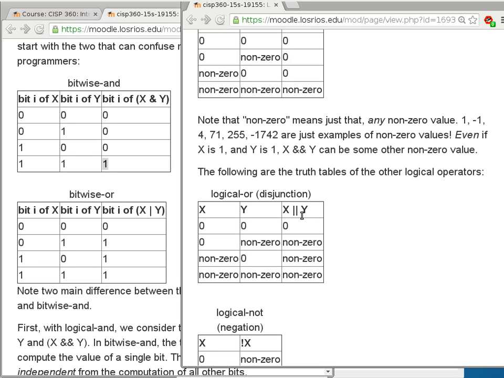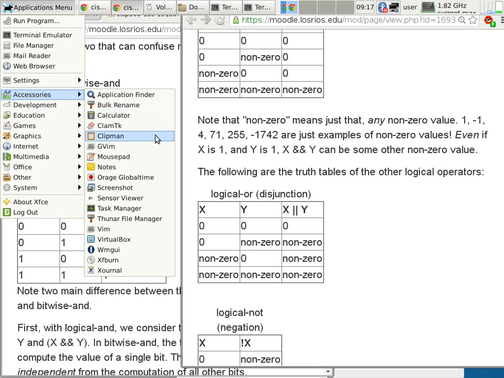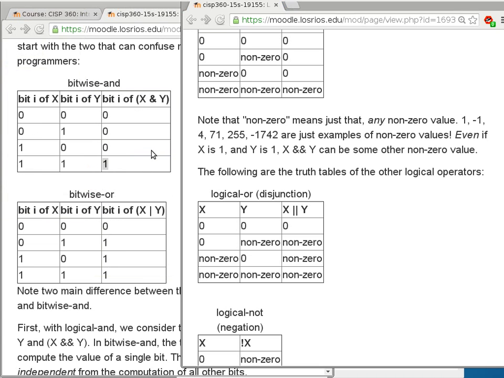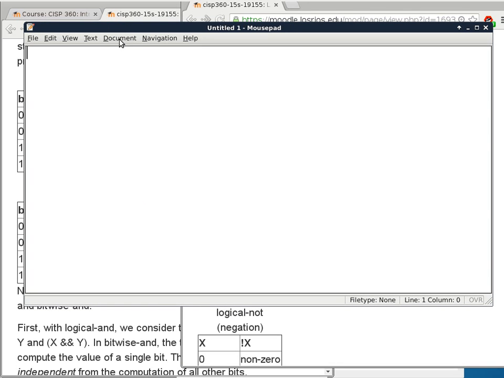Let's work out a few examples, just so that we understand why confusing a logical operator with a bitwise operator can lead to massive confusion. All right. So we'll work out a few examples here. I'm just going to use a notepad here, and what I'll do is start with, let's try 9 ampersand 1.